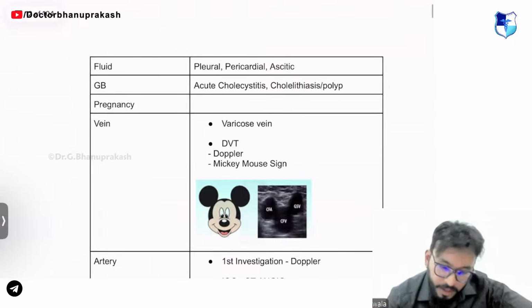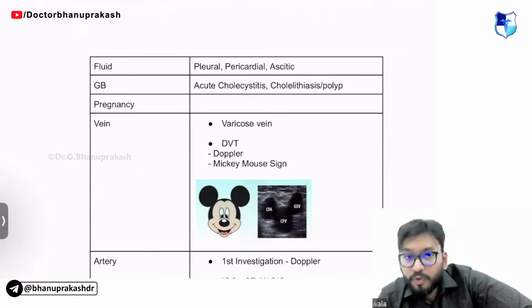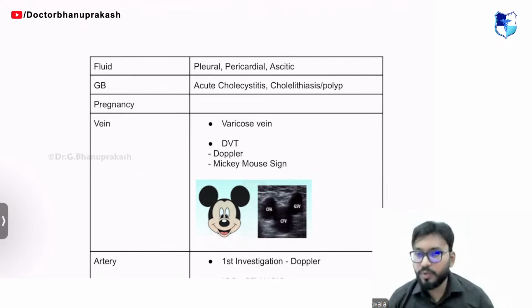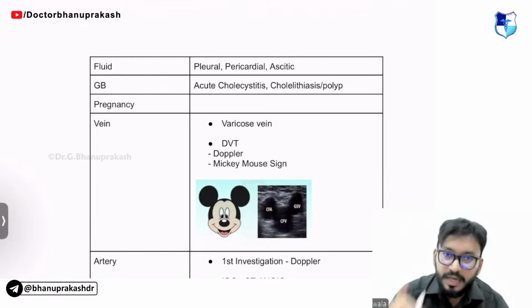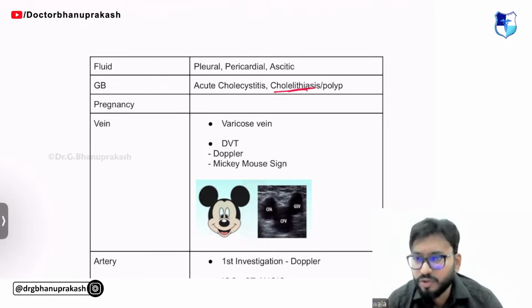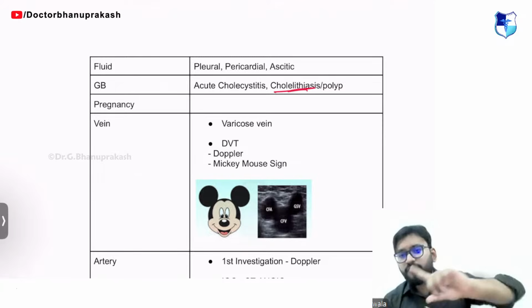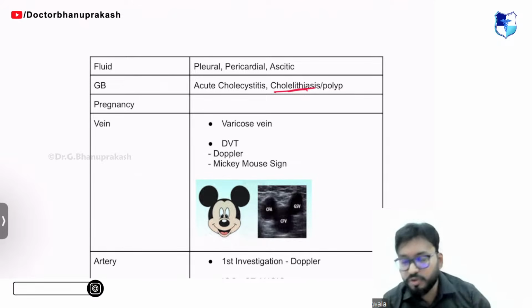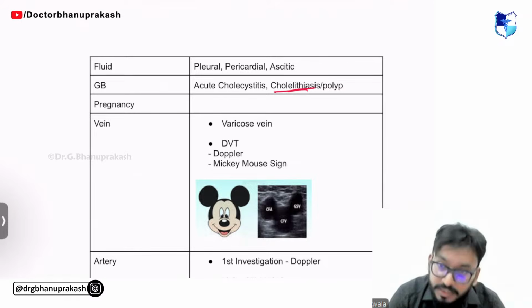Moving on. What fluids can be there, guys? Pleural, pericardial, ascitic, any fluid anywhere you want to see, you need to do an ultrasound first. Like I said, cholelithiasis means gallbladder stones. Investigative choice for all the stones is NCCT, except for gallbladder stones. In GB stones, the investigative choice is ultrasound.